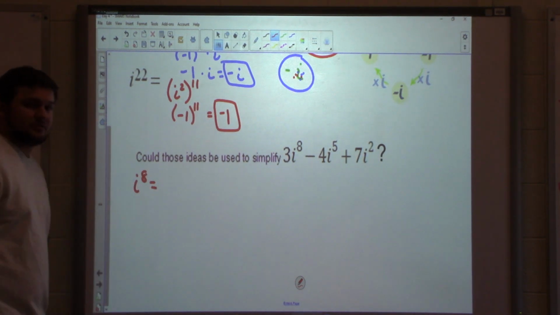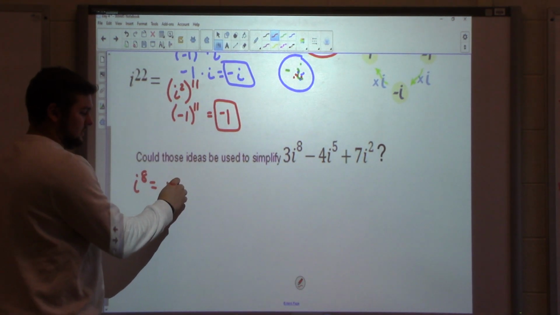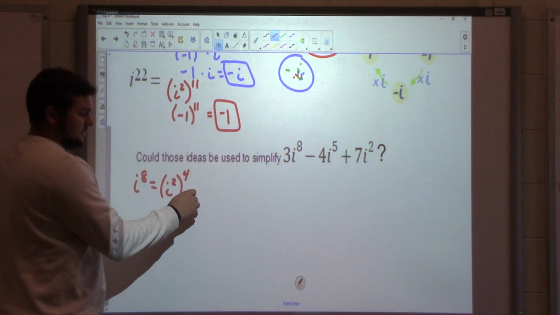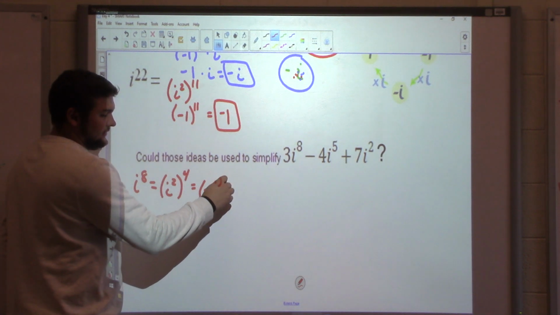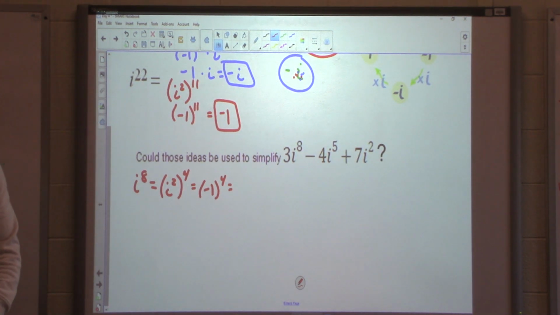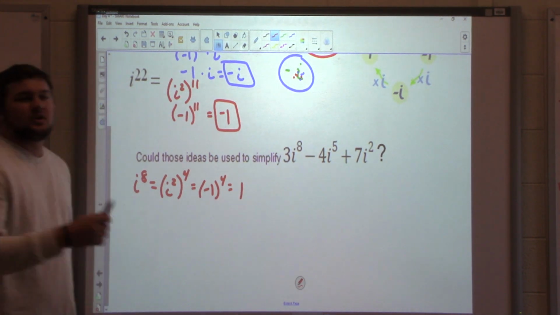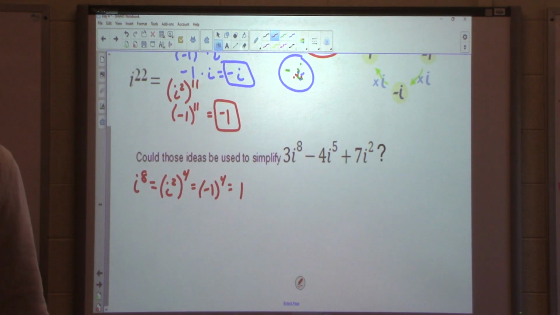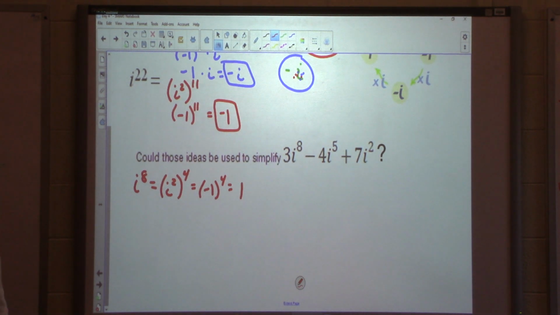Figure out what it equals. I squared, how many times does 2 go into 8? 4. So I get negative 1 to the 4th, which is positive 1. Hey guys, you want to know a little trick about figuring out negative 1 to a certain power? Negative 1 to any odd power is always going to be negative 1. Negative 1 to any even power will always be positive 1.